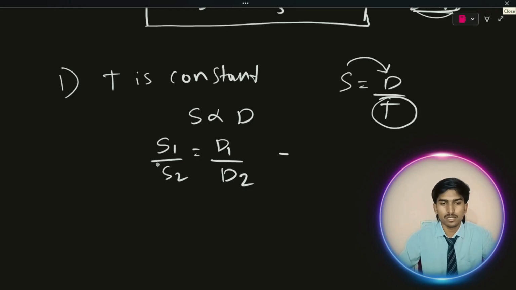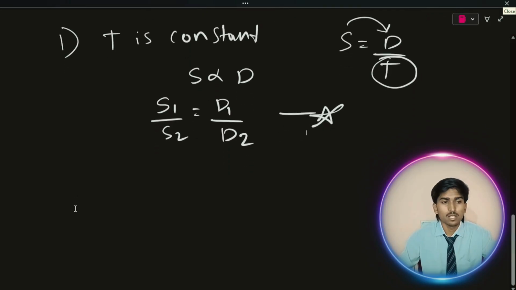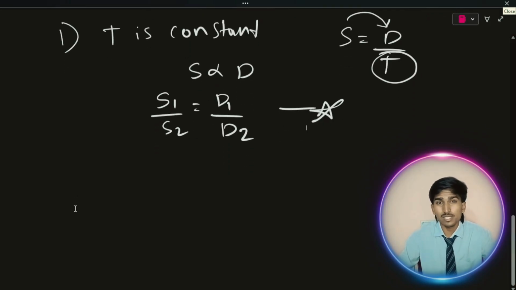Remember this, okay? This is also a very important condition. We are going to solve the problems on this. Whenever a problem is given, you should check whether the time is constant, or the speed is constant, or the distance is constant. Constant means same, okay? Whenever I solve the problems, you'll get a clear idea. Until then, just see this.